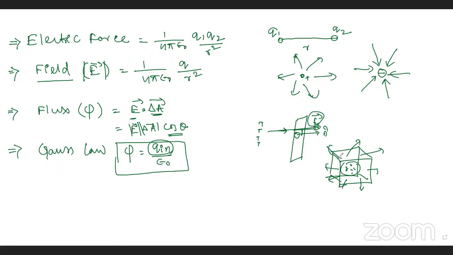What is the meaning of flux? Flux is the number of field lines, or the field amount, passing through a particular area. The number of field lines or the field passing through a particular area is your flux. Right? So these are the things we have discussed.